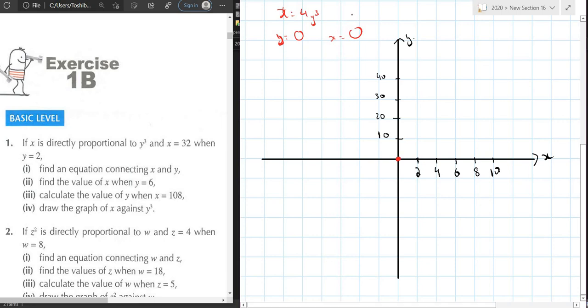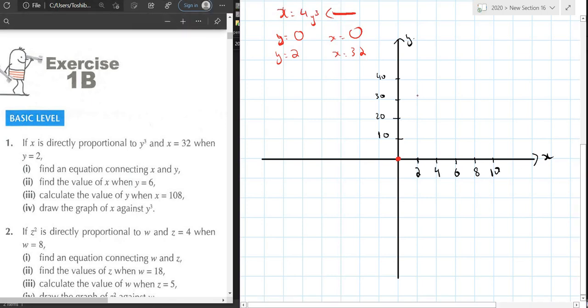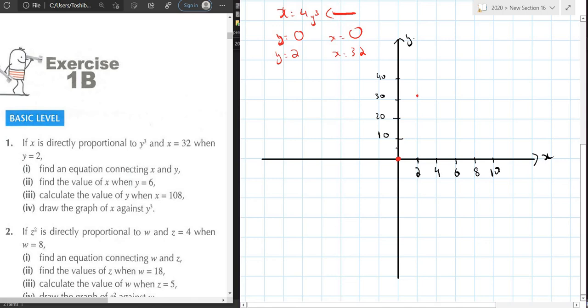What I just did, I just plugged in the value of y in this equation and got the value of x. Then plug in the value of 2. Alright, so when y is equal to 2, x is equal to 32. How? 2 cube is 8 and 4 times 8 is 32. So that's 2 comma 32, and then you just make a straight line like this. Of course my line is a bit different, and then you have your graph.